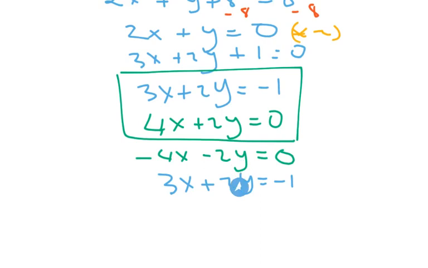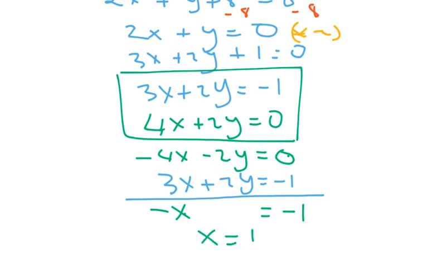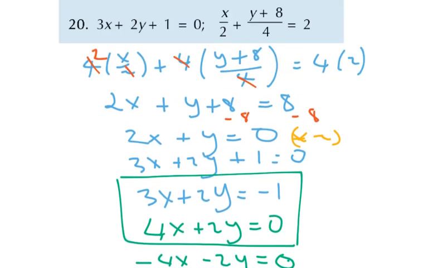So now I've got minus 2y and plus 2y. I'm going to add these two equations together to eliminate the y's. So what is minus 4x plus 3x? Well, that's minus x. Minus 4 plus 3. The y's cancel out, and I'm going to get 0 and minus 1 is minus 1. Now if minus x is equal to minus 1, that means x is equal to 1.